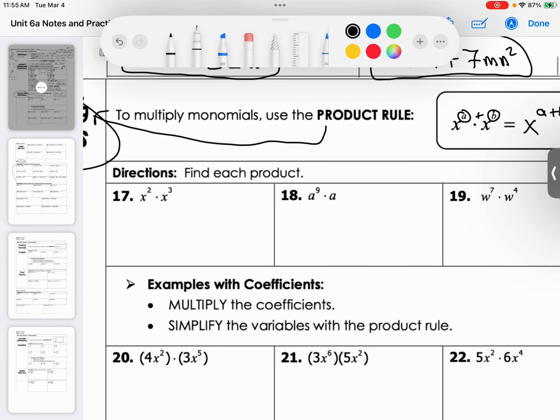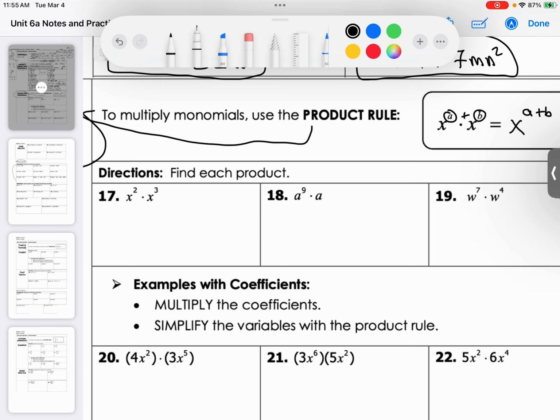On number 17, I have x squared times x cubed. These are my two exponents. When I multiply the variables together, I'm going to add those exponents. So this will be x to the power of 2 plus 3, which 2 plus 3 is 5, so that would give me x to the power of 5.